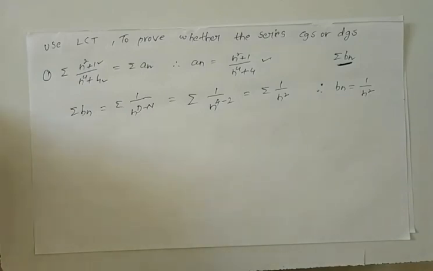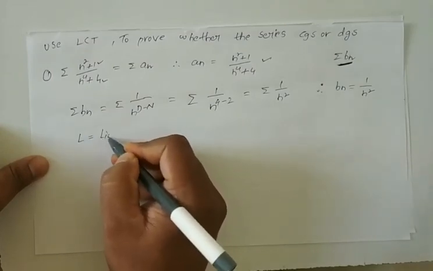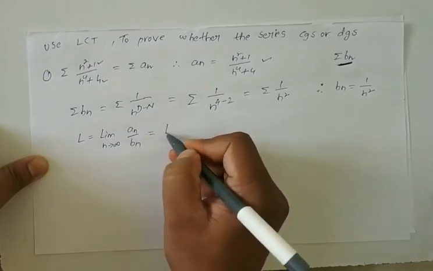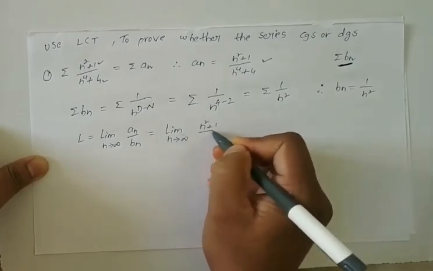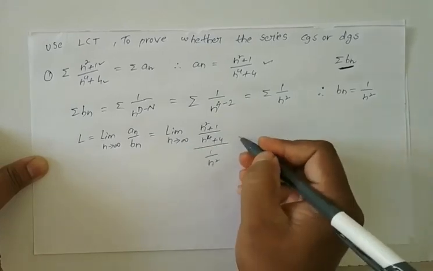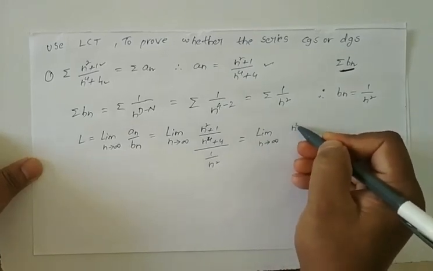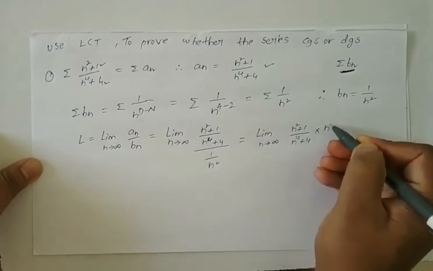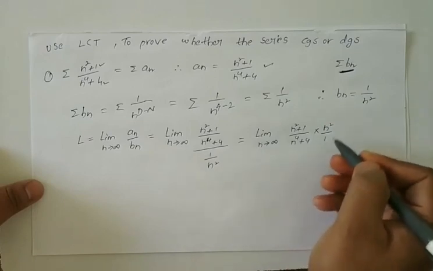After choosing the series summation Bn, we just have to find L equal to limit n tends to infinity of An by Bn. Which is equal to limit n tends to infinity of n square plus 1 by n power 4 plus 4, divided by 1 by n square, that is, into n square by 1. Already we know how to find the limit of this rational function at infinity.